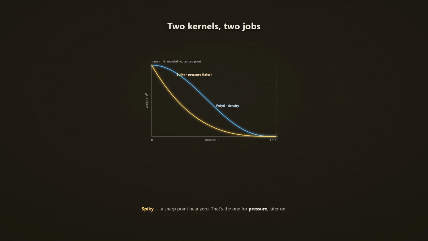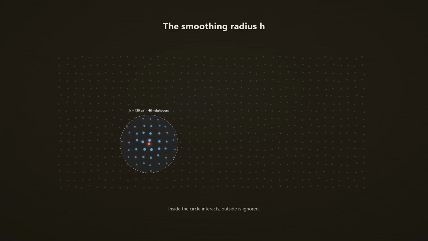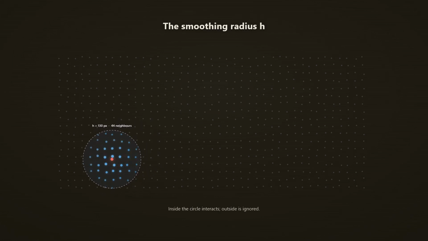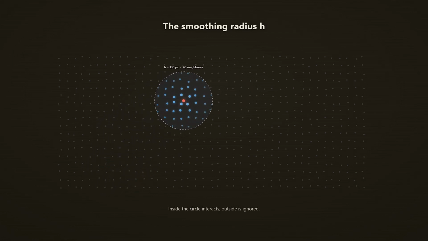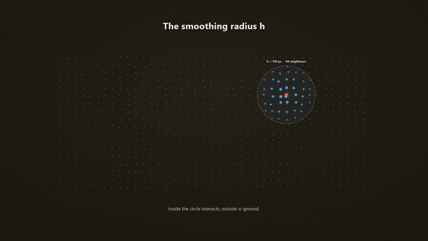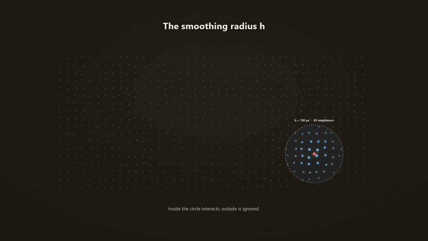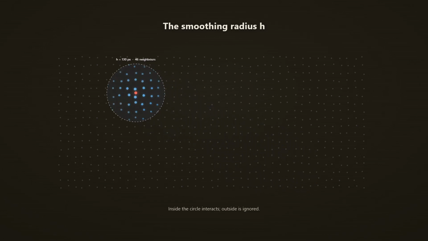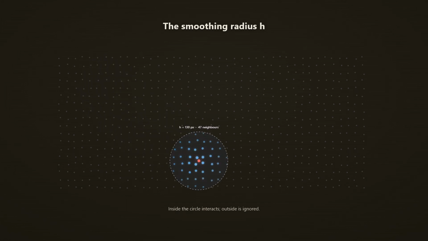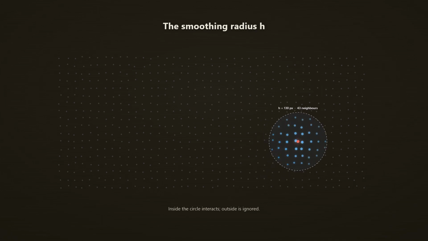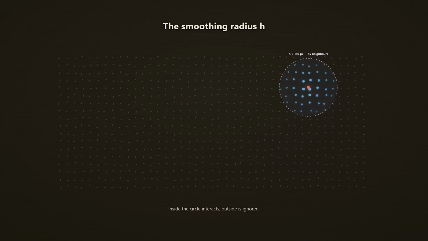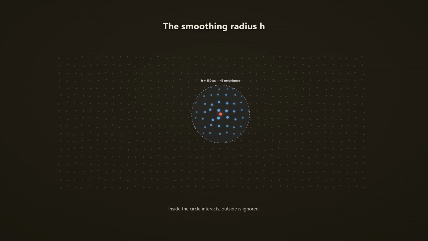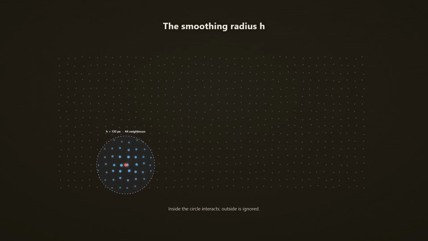Okay, so let's settle on what H is. It is this moving radius because it comes up constantly, and that's why we go over it again. H is the reach of a particle, the radius of that circle going around it. Anything inside interacts with it, anything outside is ignored. If H is too small, the particle can't sense its neighbors. If it's too big, every particle interacts with every other one, and the simulation slows down. Its value we will tune later.